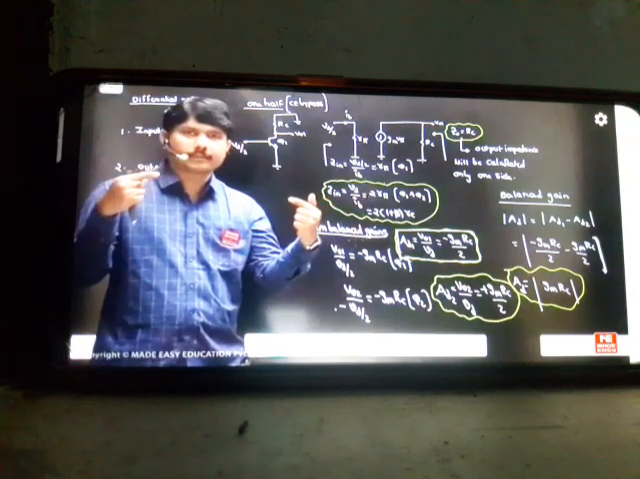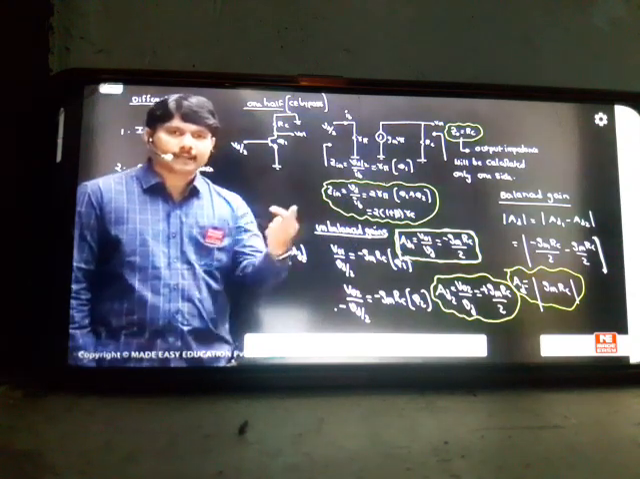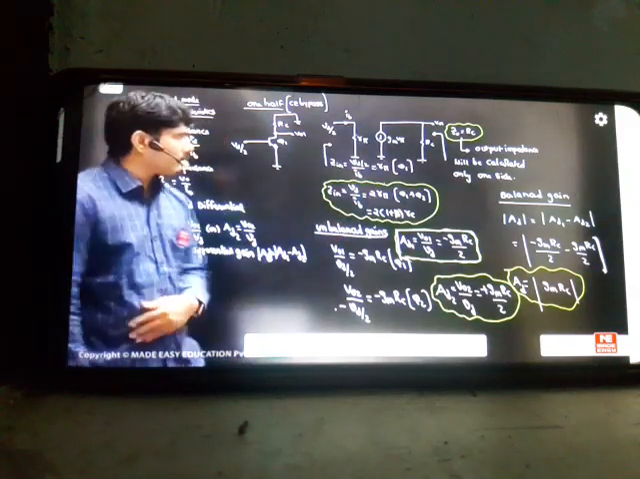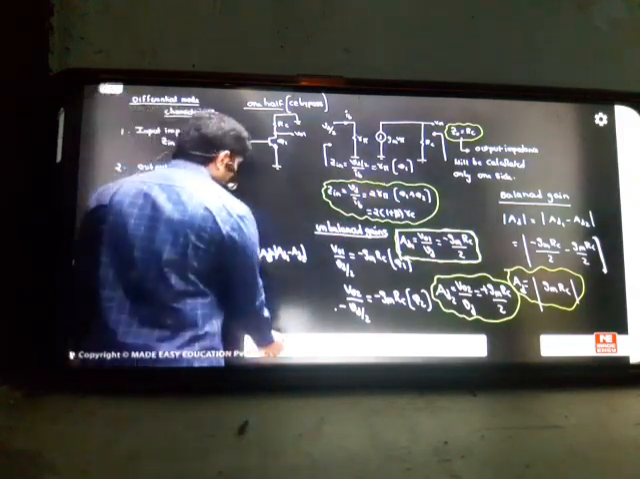Input impedance is never calculated on both sides. Only one side we calculate, where in one place I am getting 2R pi, and the other side also we get 2R pi. Any side you see, it is 2R pi. So input impedance and output impedance have the same story. We have to calculate only from one side.